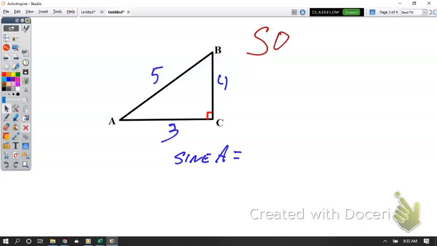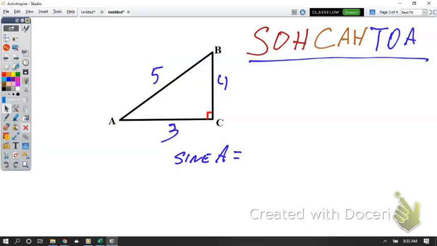Sine is opposite over hypotenuse. Cosine is adjacent over hypotenuse, and tangent is opposite over adjacent. And this gives us SOHCAHTOA. You're going to hear this used a lot. Sine is opposite over hypotenuse. Cosine is adjacent over hypotenuse. Tangent is opposite over adjacent. This is SOHCAHTOA. This is just a thing to help you remember. Another way, I'm going to rewrite this.